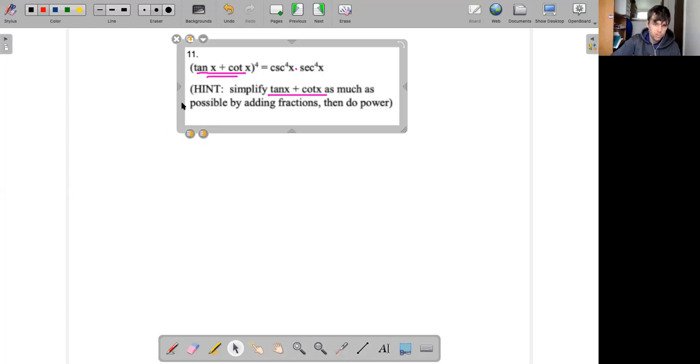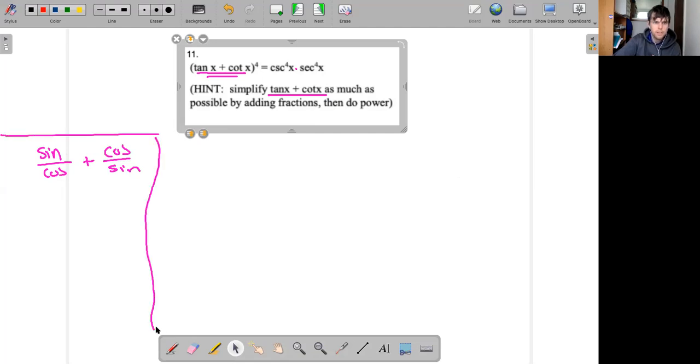Let's just add tangent x plus cotangent x. So tangent is sine over cosine plus cotangent is cosine over sine. I'm just going to show this work off to the side here. We need to get a common denominator, so I'm going to be multiplying this one by sine over sine and this one by cosine over cosine. So we end up with sine squared over sine cosine plus cosine squared over sine cosine.